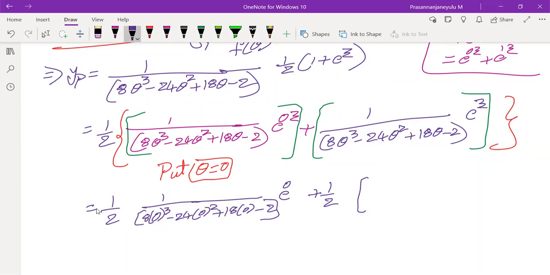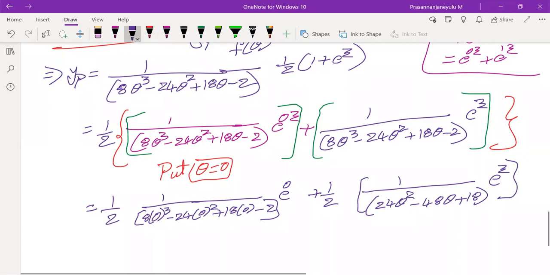Okay? Yes or no? So, where we have to write the differentiated one? Denominator only. So, 1 by, what is the differentiation of 8 into, what is the theta cube differentiation? 3 theta square. 3 theta square into 8 is, can I write 24 theta square? Minus 24 into, theta square differentiation is 2 theta. So, 24 into 2 theta is 48 theta. Plus 18 into differentiation of theta is 1. So, that is only 18, that term. Minus 2 differentiation is 0 of e power z. Okay, but here we differentiated denominator part.